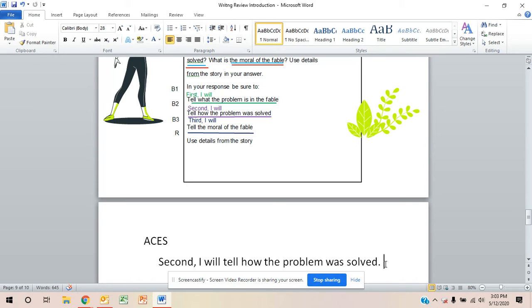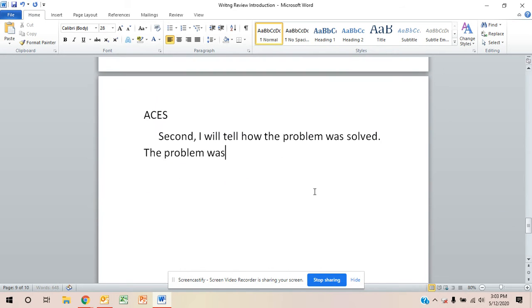Since I read the text, the ant and the grasshopper already, I can answer that. The problem was solved by the grasshopper asking the ant for food. There's my A, so I can cross it off.